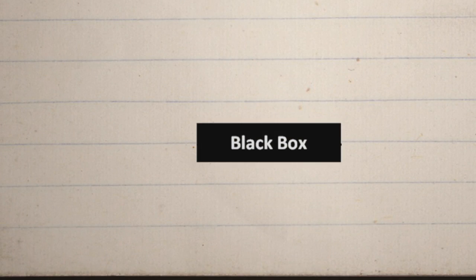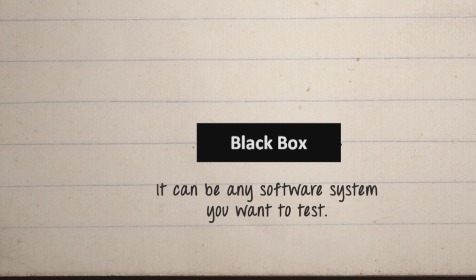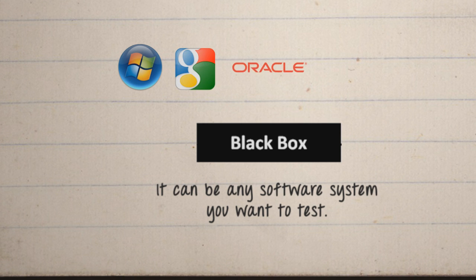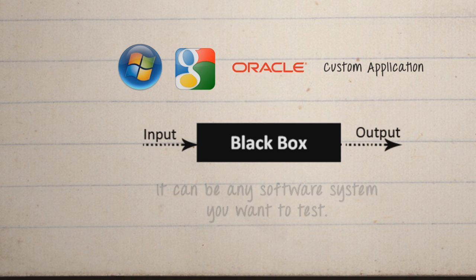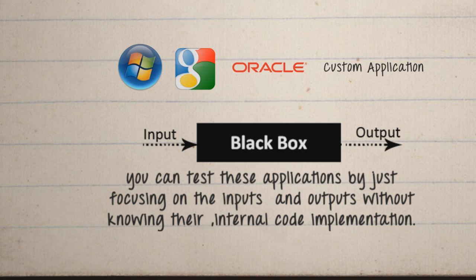Consider this black box. It can be any software system you want to test. For example, it can be an operating system like Windows, a website like Google, a database like Oracle, or even your own customer application. Under black box testing, you can test these applications just by focusing on the inputs and outputs without knowing their internal code implementation.